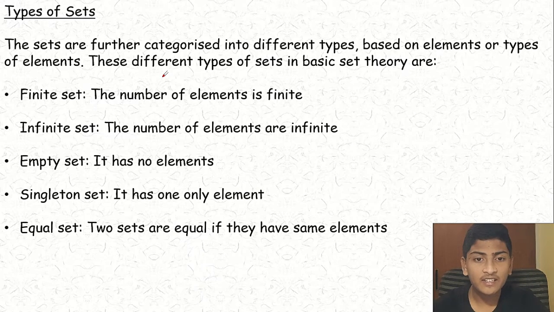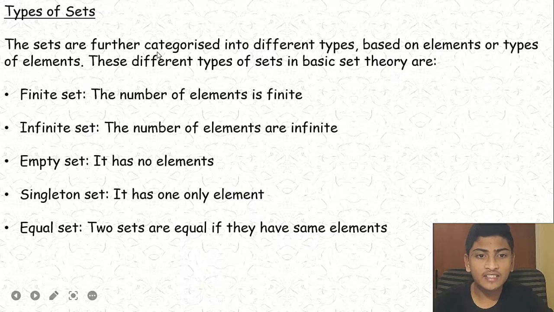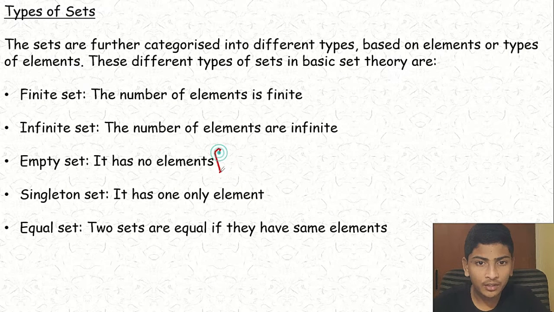And next, an infinite set means the elements are infinite. We can take this as the set equal to integers or natural numbers or whole numbers, like that. An empty set means it doesn't have anything, it is just a null set. An empty set is also known as a null set. It is represented by two curly brackets without writing anything in it. It is just the empty set.